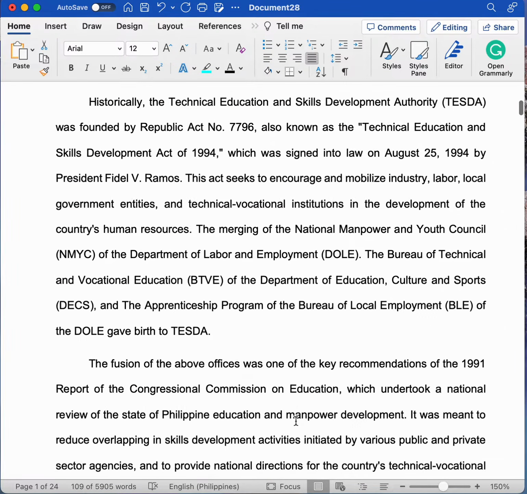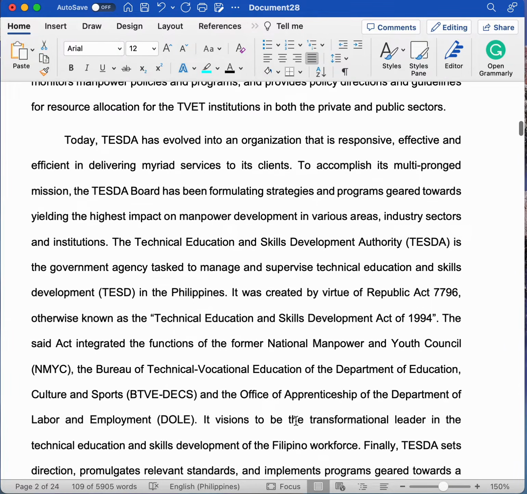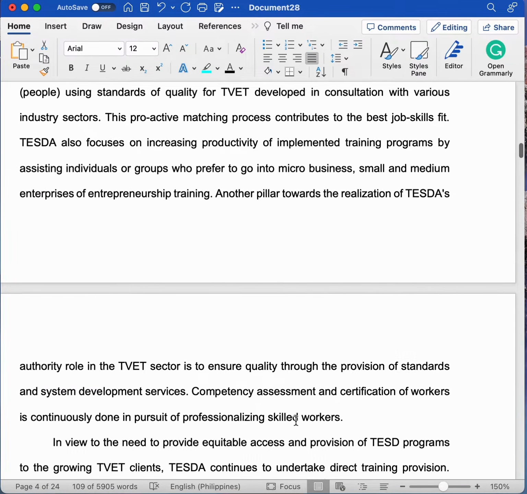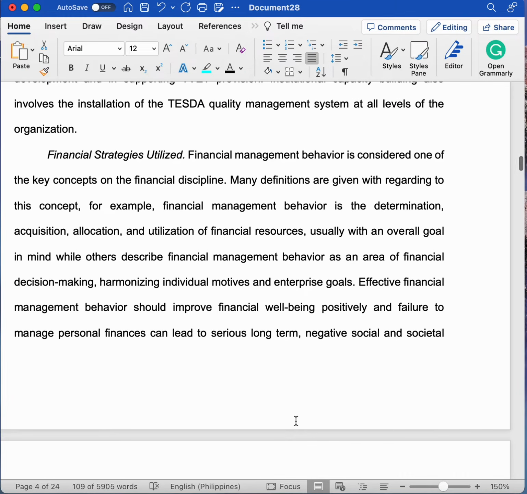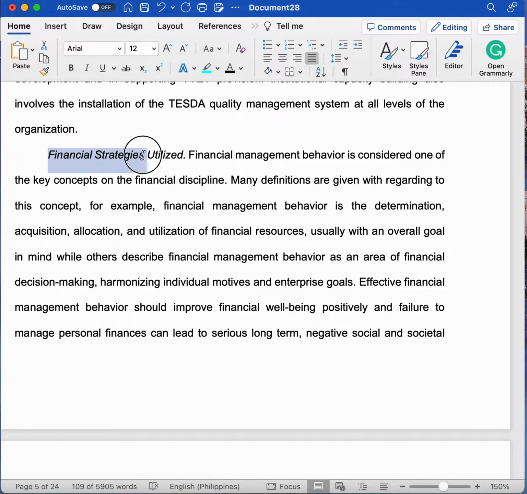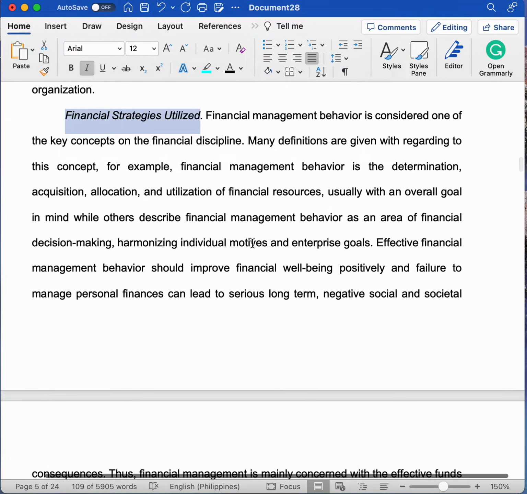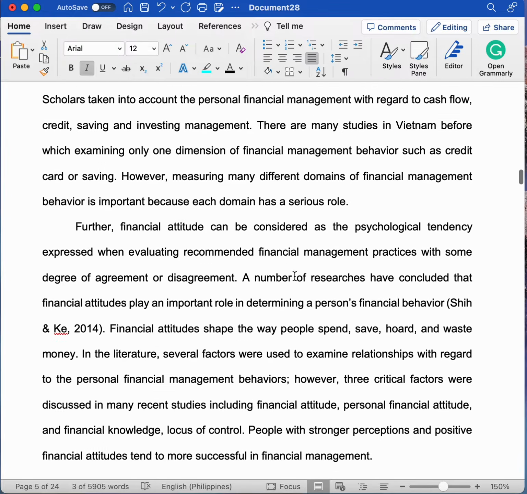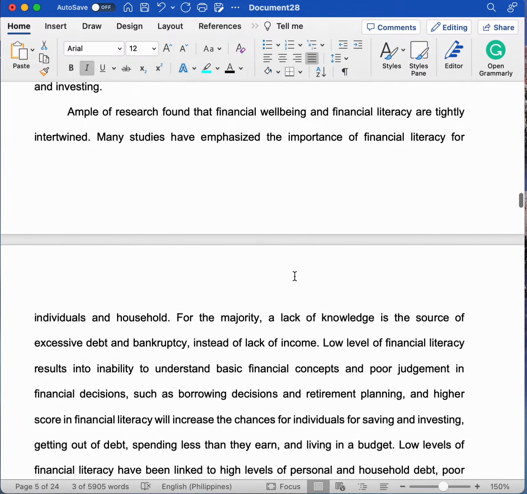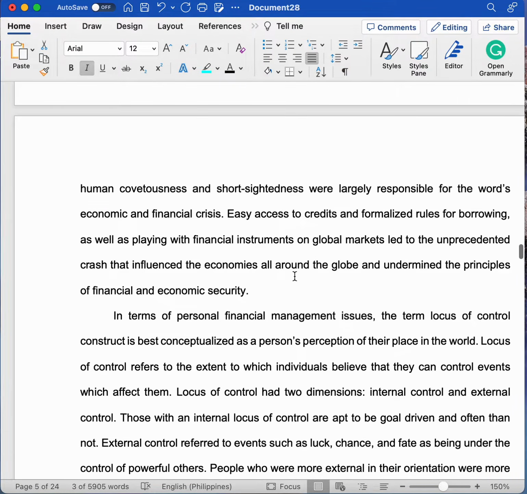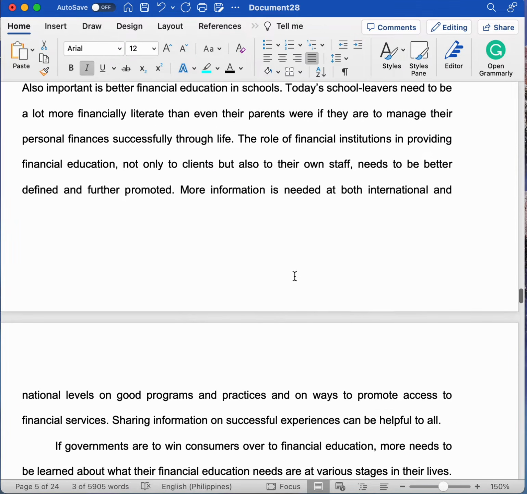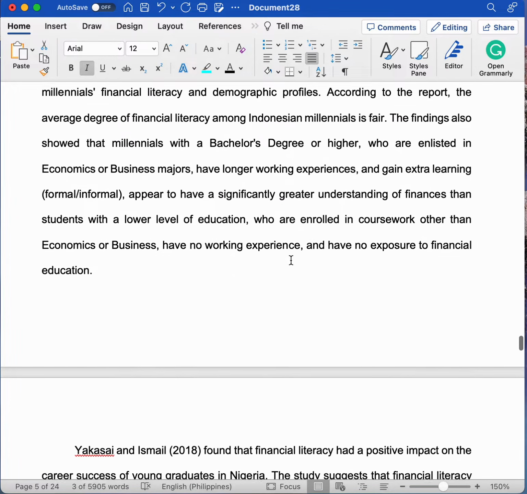Next topic, aside from the profile, we have financial strategies utilized. This is also a literature review, and you just stated some information about financial strategies. So these are examples of literature reviews. But when we go to related studies, I'll show you some examples of related studies.